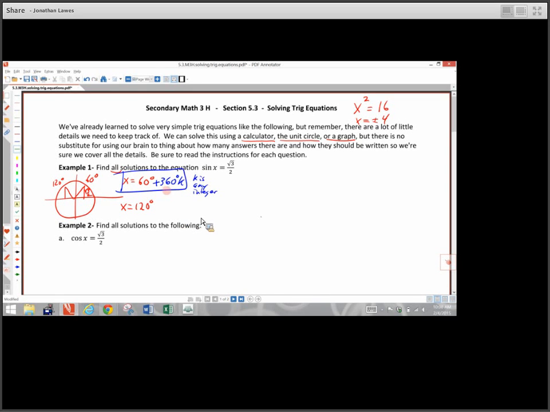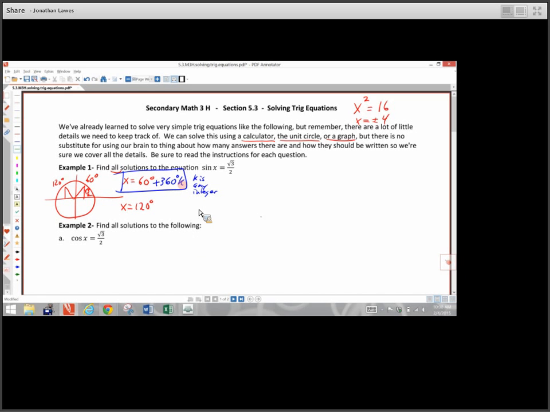I get 60. If I plug in a 1, 60 plus 360, 420. If I plug in a negative 1, 60 minus 360, so that would be negative 300. Would negative 300 be coterminal with positive 60? Yes, it would. Okay, do you see how that works?